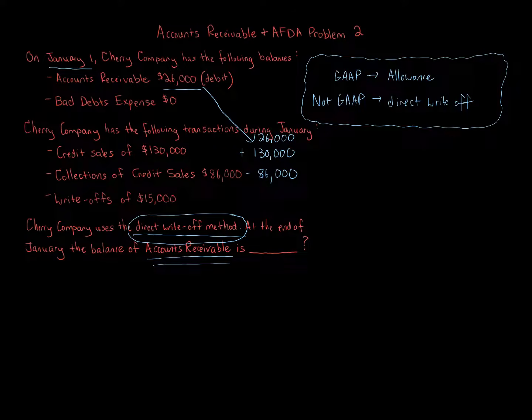The customers have disappeared from the face of the earth. They're somewhere remote. We can't get a hold of them. It's not going to happen. Or they went bankrupt and we're not going to get the money because the money was already paid to the other creditors, nothing left. So $15,000 of write-offs: under the direct write-off method, when we write off an account receivable, we reduce the actual account receivable. So we're going to reduce accounts receivable by $15,000. Now, if we do this calculation, we get our ending balance of accounts receivable for the month of January, and that equals $55,000. So that is the ending answer, $55,000. That is the end balance of accounts receivable in January.